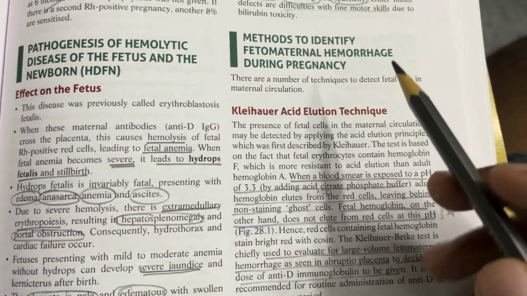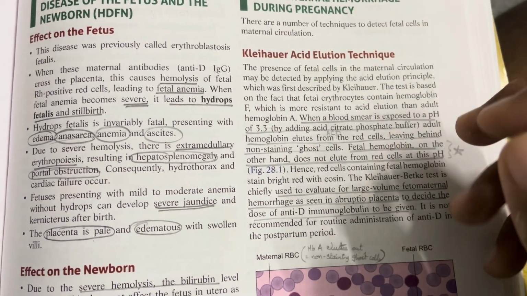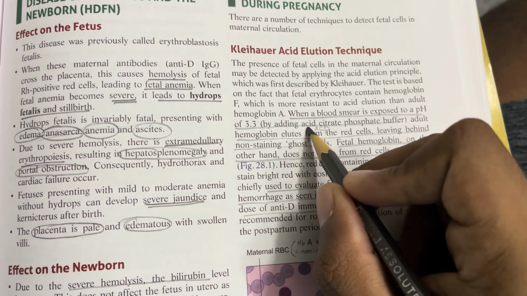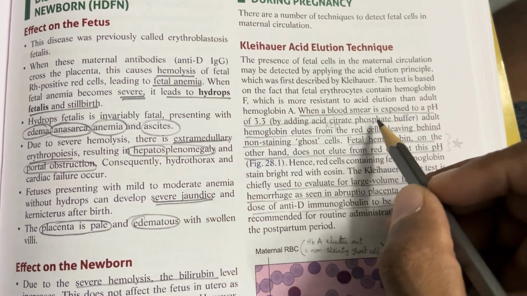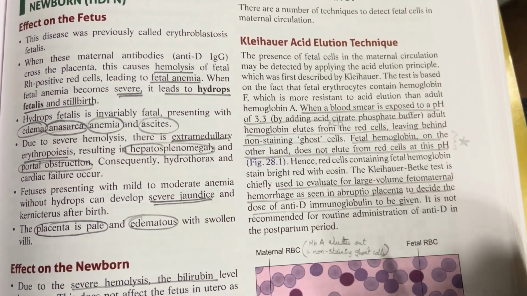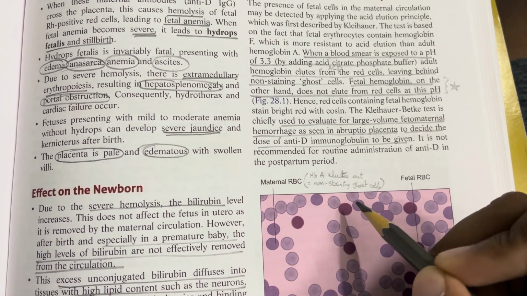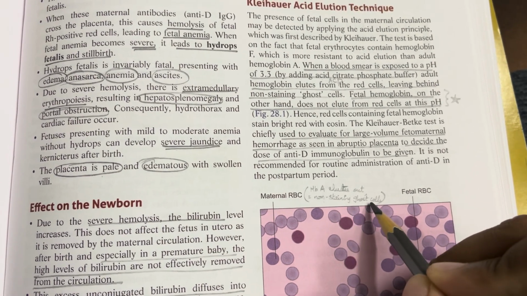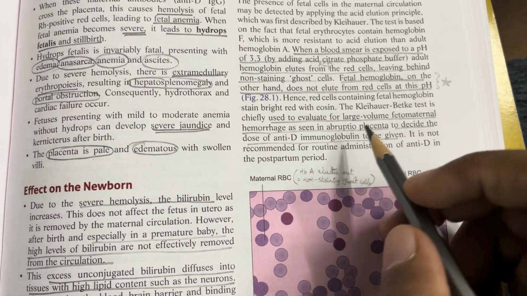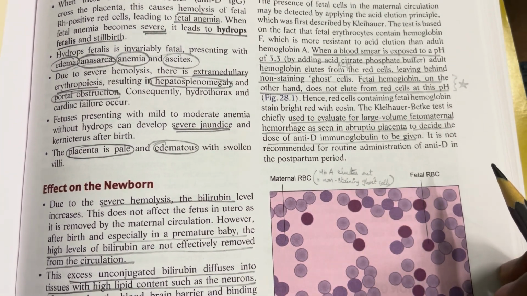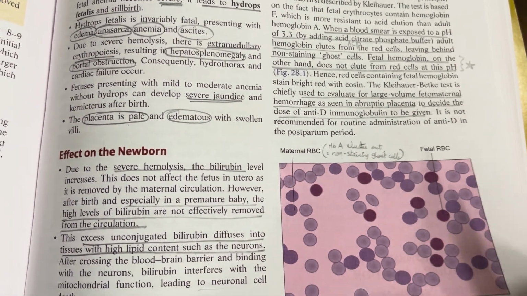That is important. Next, methods to identify fetal-maternal hemorrhage. You have something called the Kleihauer acid elution technique. As the name indicates, you are adding an acid buffer, acid citrate phosphate buffer, to the blood smear. So you are decreasing the pH. At this decreased pH, adult hemoglobin escapes out of the cells and this leaves non-staining ghost cells, whereas fetal hemoglobin does not elute from the red cells at this pH. So you can evaluate for large volume fetal-maternal hemorrhage as seen in abruptio placentae or antepartum hemorrhage to decide the dose of anti-D immunoglobulin to be given.